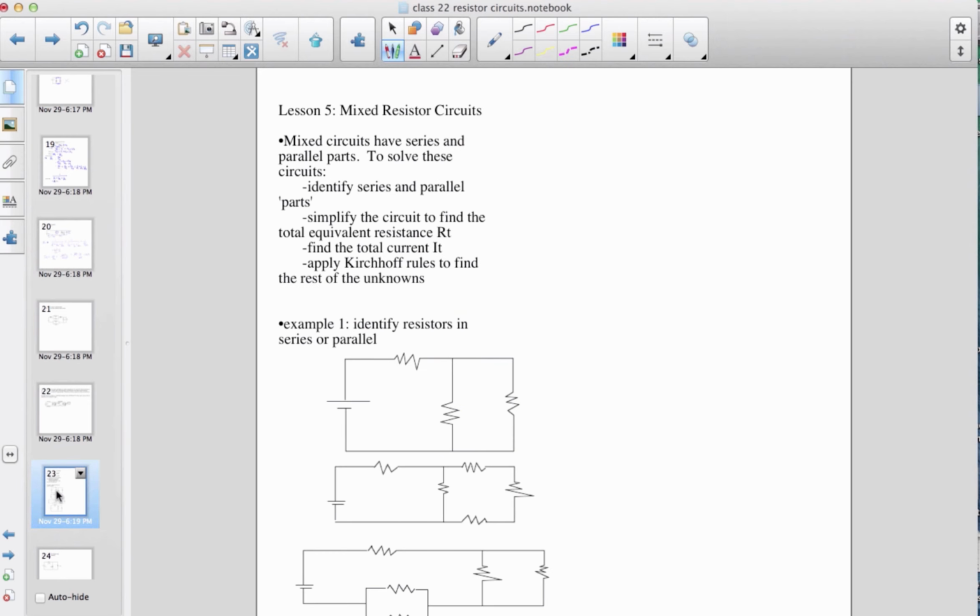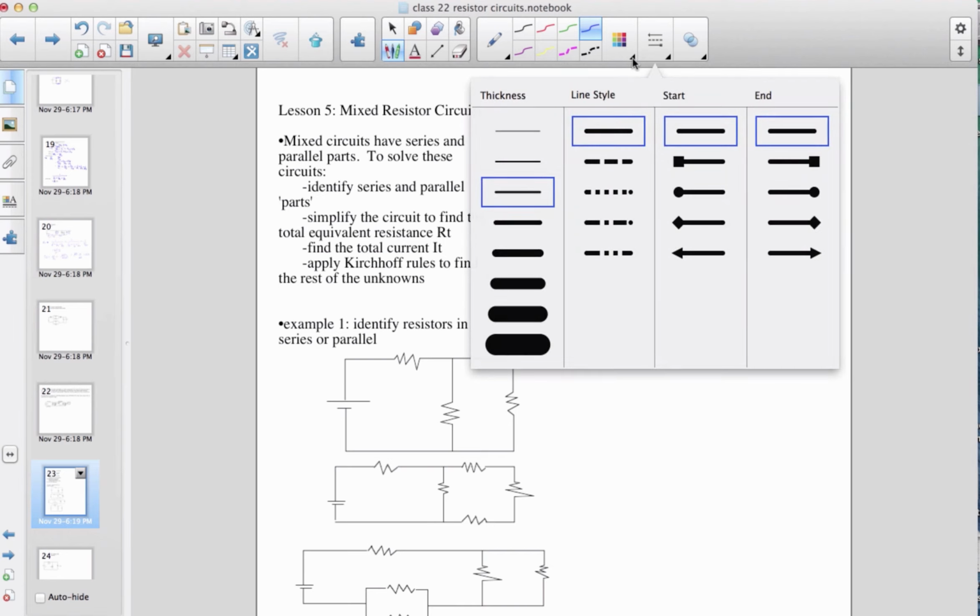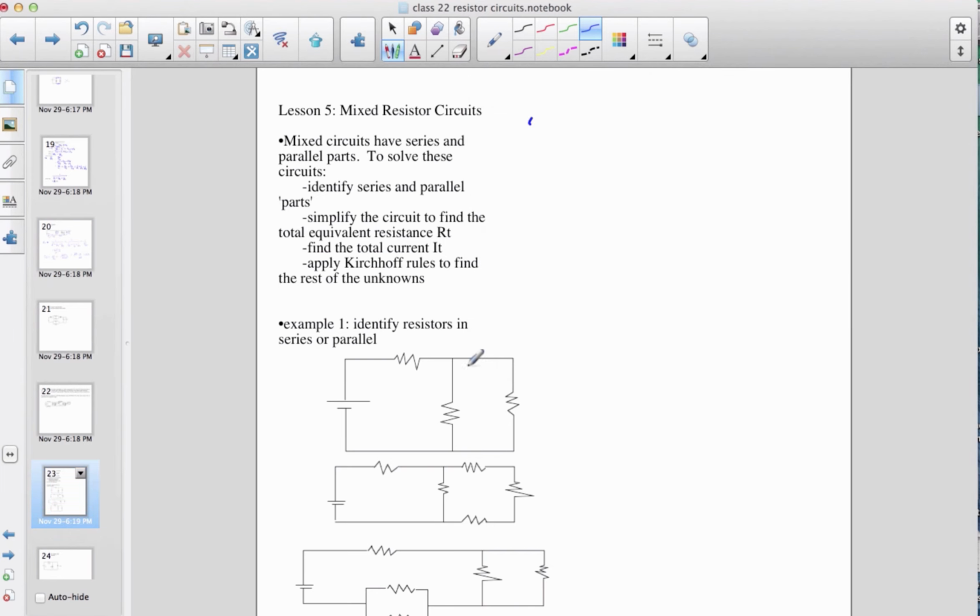Now, let's consider a mixed resistor circuit. This is a circuit that's neither simple series nor simple parallel, but is going to have a series or parallel part to it. So we need to recognize resistors in series or parallel. So we look at the circuit and ask the question, do you see any resistors in series or parallel here? Yes, these two are in parallel. They're connected to the top, connected at the bottom. They have the same voltage drop.